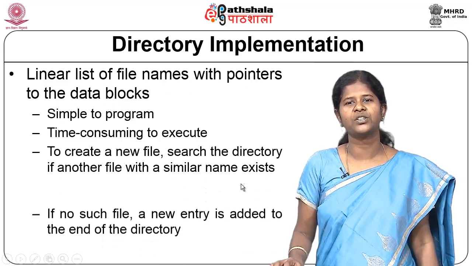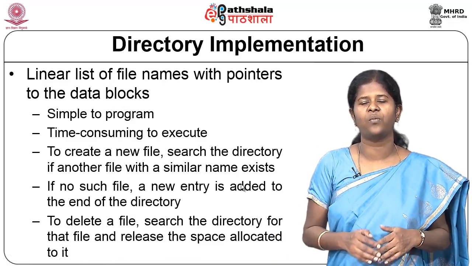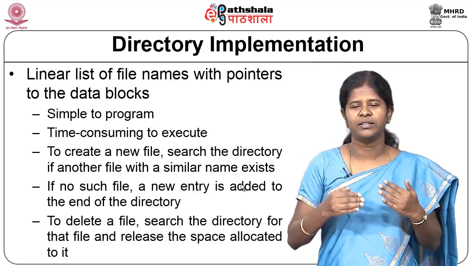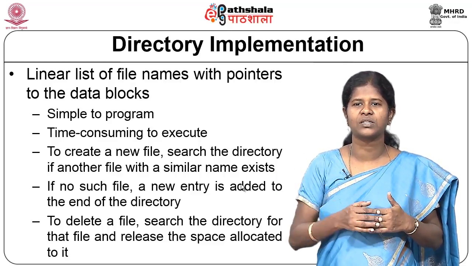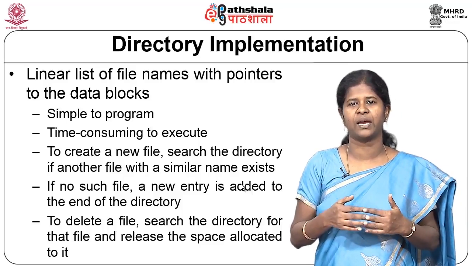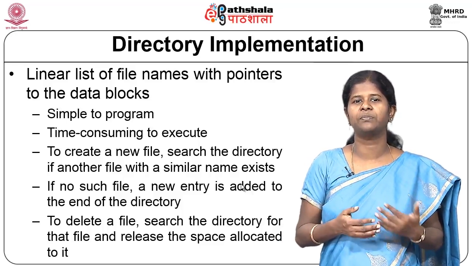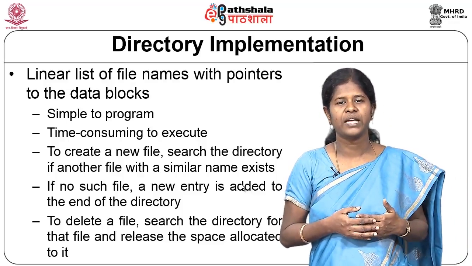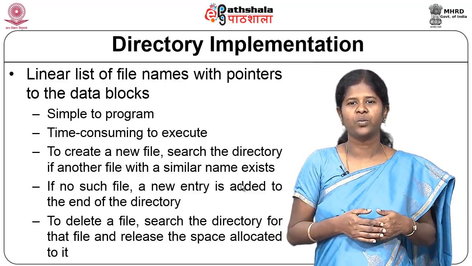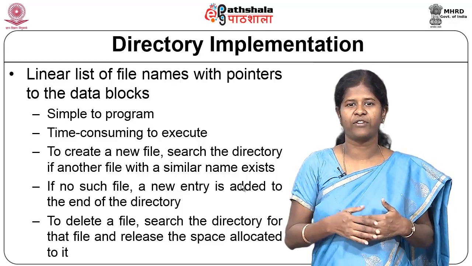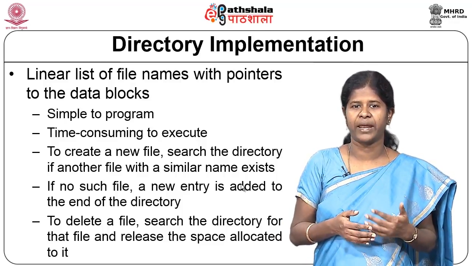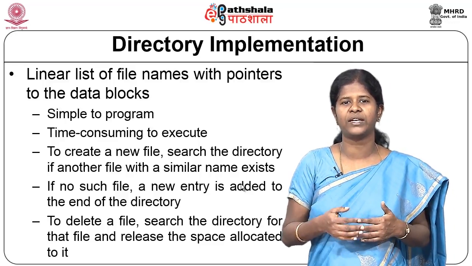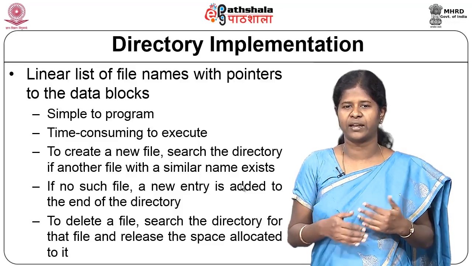The simplest way to implement a directory is to have a linear list of file names, which can have pointers to the data blocks where the contents of the file are kept in the disk. This is very simple to program, but the problem is it is very time consuming to execute. To create a new file, you need to search the directory to see if another file is present with the same name. If there is no such file, then a new entry has to be added to the end of the directory.